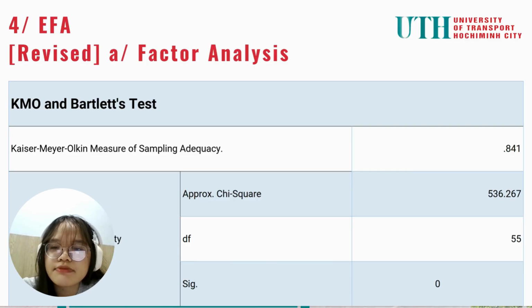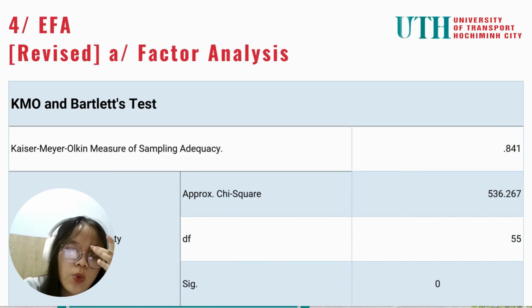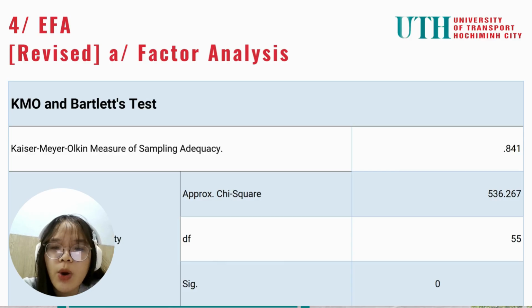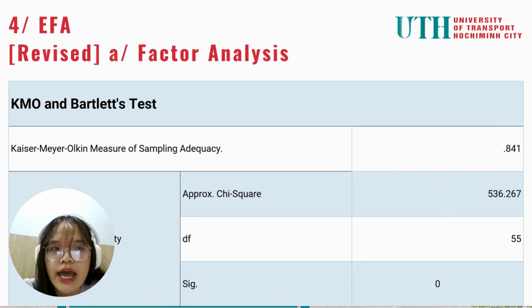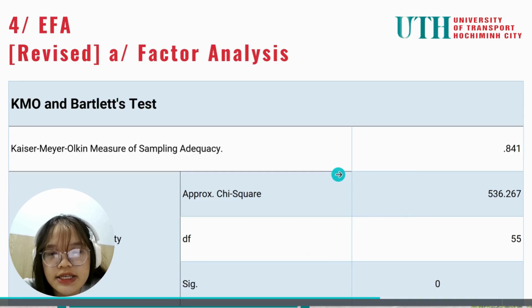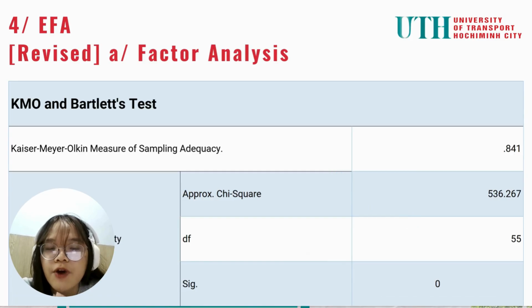After removing them, the KMO was about 0.841. This value was above 0.5, indicating that the revised dataset was still suitable for factor analysis. And the Bartlett test remained significant, with a significance level still below 0.001. So therefore, the revised factor analysis was appropriate for further interpretation.